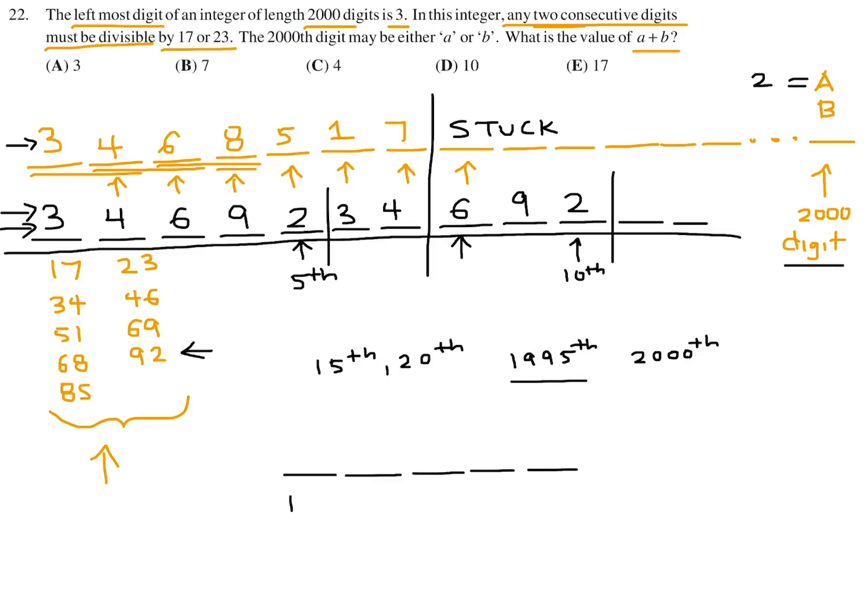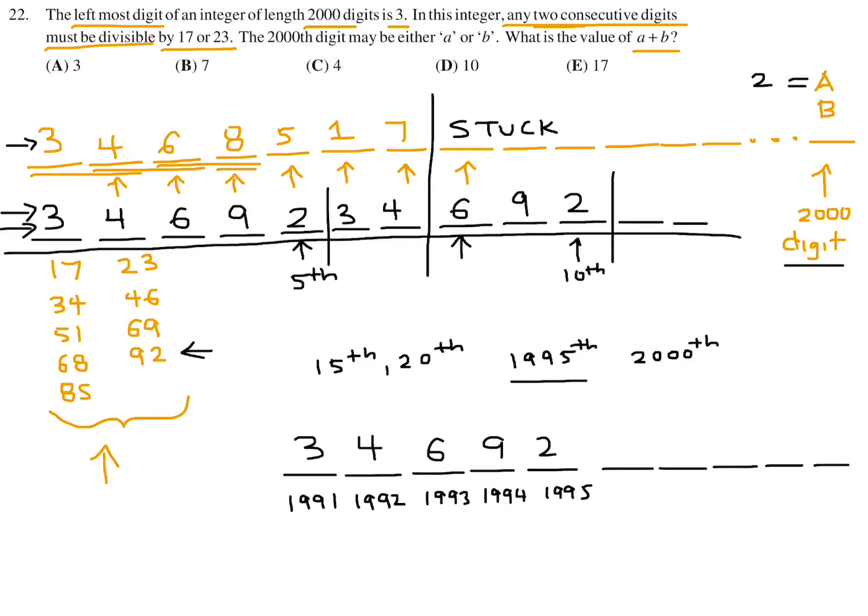So I've got my digits like this. This is the 1991, 1992, 1993, 1994, and 1995th digit. And it's the same pattern, 34692, 34692, right? It's just continuing from where we left off. But now we've got the very final 5 digits, 1996, 1997, 1998, 1999, and finally our 2000th digit. And when we use this, we can get a value for B.